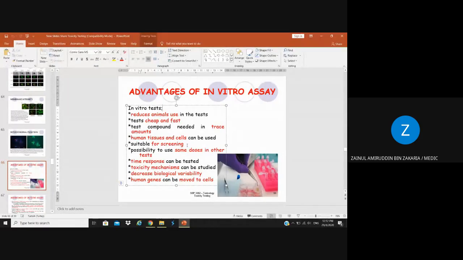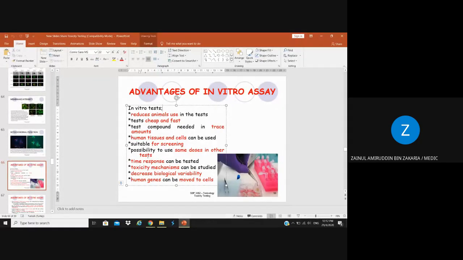Depending, 96 is 12 times 8, right? So maybe you can put 8 samples in your plate and run the experiment. From there you can screen which compound out of 8 is the most effective one, instead of testing one by one on the animal. So for the most effective one you choose, you proceed with further in vitro and in vivo study. Another advantage is the possibility to use the same doses in other tests.